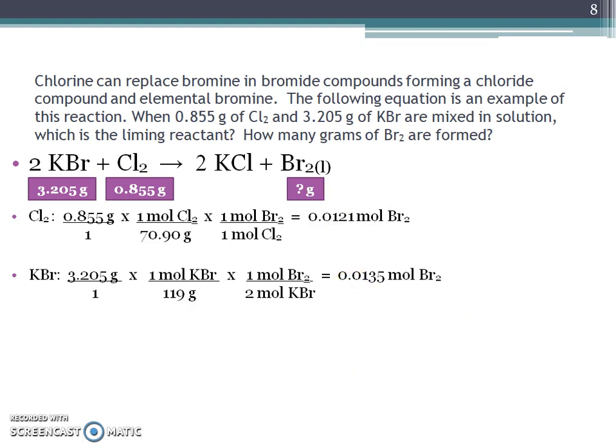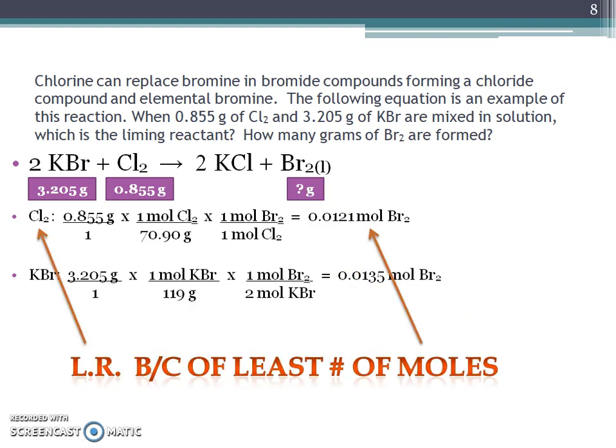Now looking at these 2 values, which one is the less number of moles? The 0.0121 moles of bromine. So that's it. I can only make 0.012 moles. Knowing I have this many grams of these reactants, that's it. I can't make any more moles than that from what I started with. So chlorine is considered the limiting reactant and the KBr is in excess.